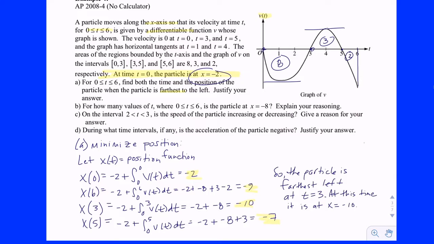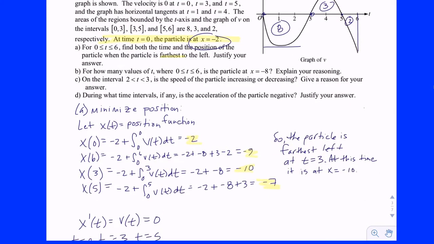But you would need to still justify 0 because it's an endpoint, even though, well, we're going left there, correct? Yeah, kind of confusing. All right. Anyway, any other questions before we move to B?